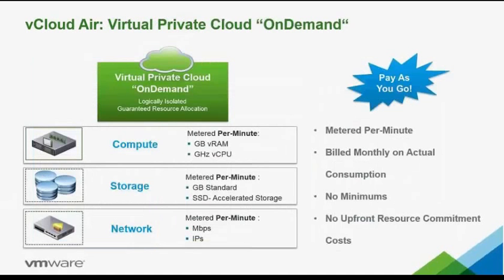And then recently, for our virtual private cloud, we've now started offering OnDemand. Now, OnDemand is pay-as-you-go. Basically, you as a partner or a customer can go out and swipe a credit card, and you can go ahead and get started and start using our vCloud Air virtual private OnDemand services. As you see, it's metered per minute, billed monthly on your actual consumption only, so you're only getting billed for what you use. There's no minimums, and there's no upfront resource commitment costs at all. So again, that's pay-as-you-go, pay for what you use only. So that is our OnDemand for our virtual private cloud instance.